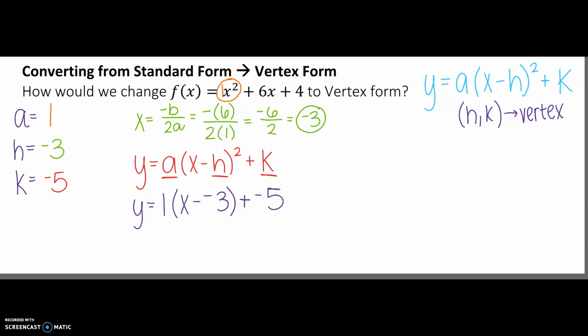And you see after I wrote this I have a negative, negative, and a plus negative. So I'm going to go back in and clean this up a little bit. 1 times x minus a negative is the same thing as plus a positive, so it's x plus 3 squared, and then plus a negative is the same thing as minus, so we'll subtract that 5. And that green at the very bottom is going to be our final answer. So we have just converted an equation from standard form to vertex form.